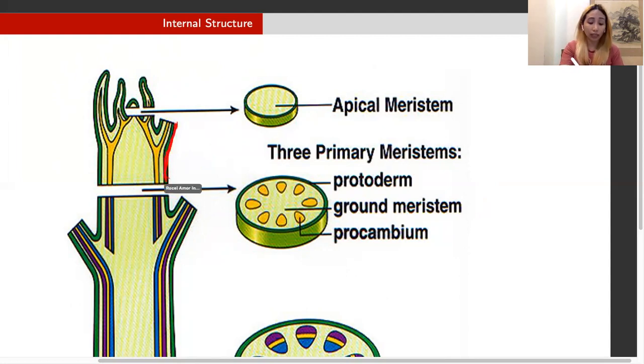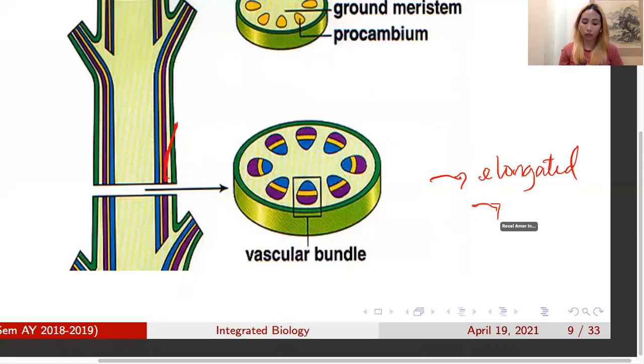These are highly elongated cells. So from small, highly dividing cells, those that will become protoderm will start to elongate. Basically, the primary meristems are derivatives of apical meristems, pero they change in their shape, the density of their cytoplasm, and their sizes. Yung protoderm, they become elongated. The ground meristem, iburahin ko lang.